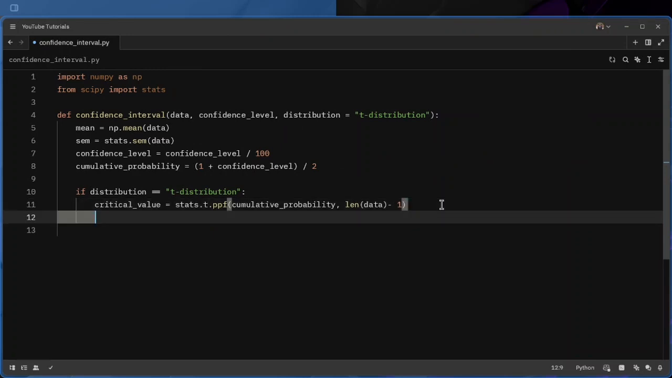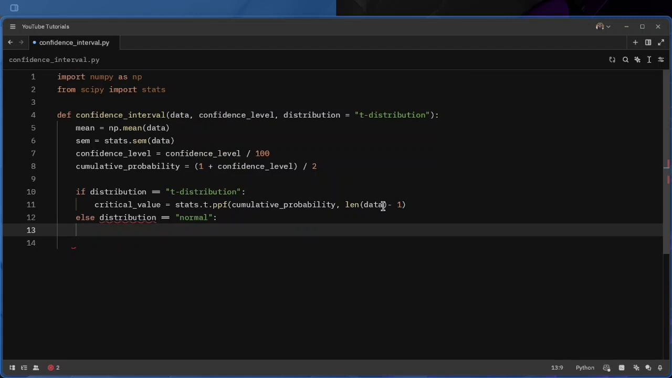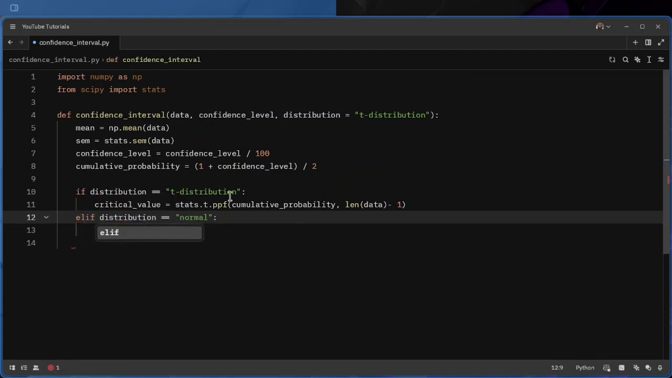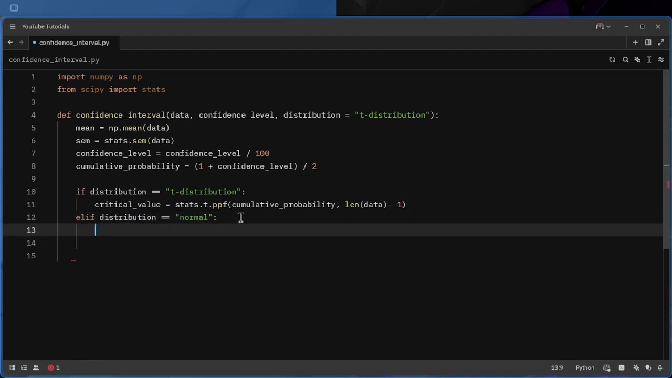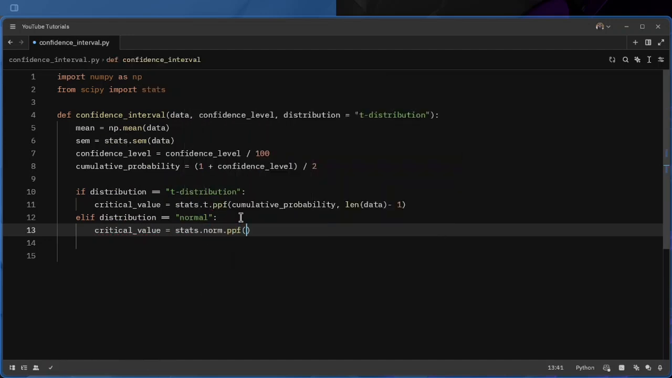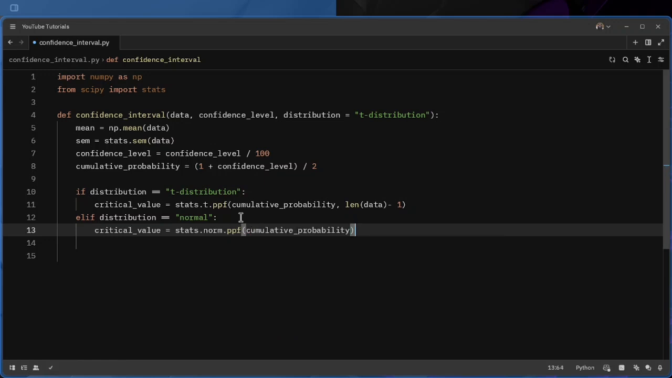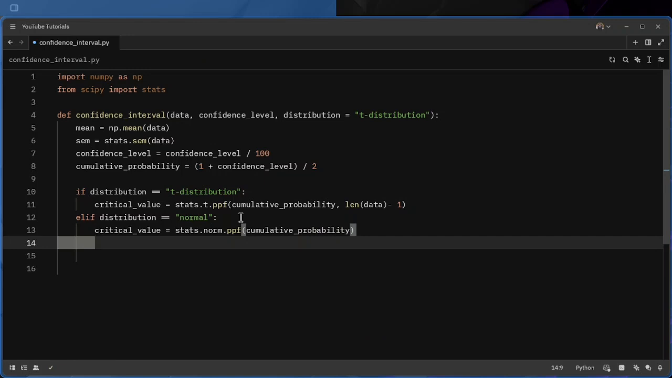And now once we have done this calculation, we are going to add another condition for the normal distribution. We are expecting the user to enter normal distribution, and once we have this value, we can use stats.norm.ppf with the cumulative probability. For this, we don't need the degree of freedom.